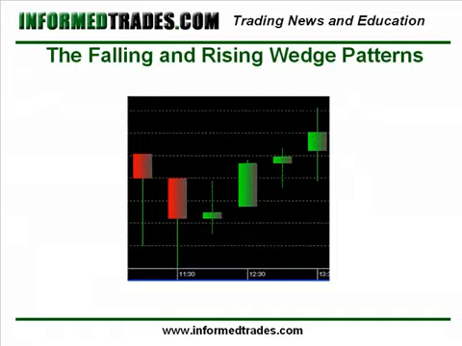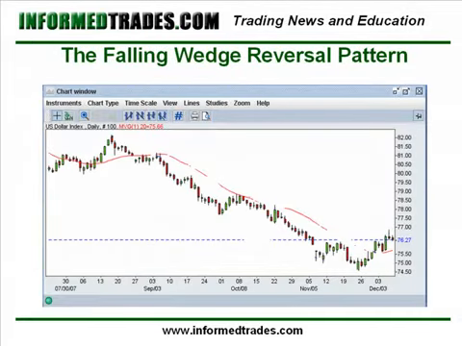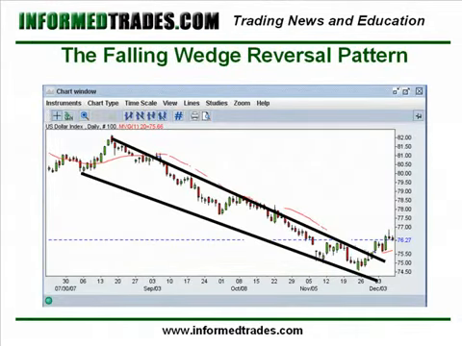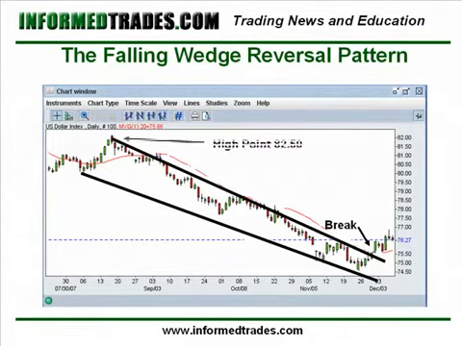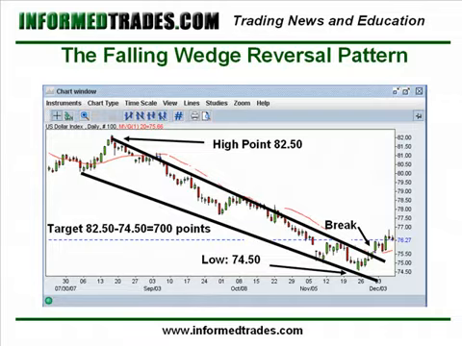So let's take a look here. So here's our chart of the dollar index. We see our falling wedge pattern that we looked at from the last lesson. Here's the break. So we're going to look to get long there. Traders commonly look to get long there. There's our high point, 82.50, our low point, 74.50. We subtract, we get 700 points. We project that 700 points upward from the break point to get our target. And then we place the stop loss just below the bottom support line there, or just outside of the pattern. Okay, so pretty basic.